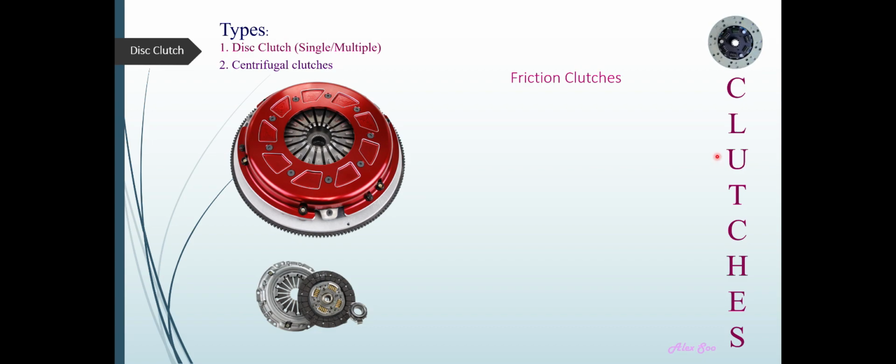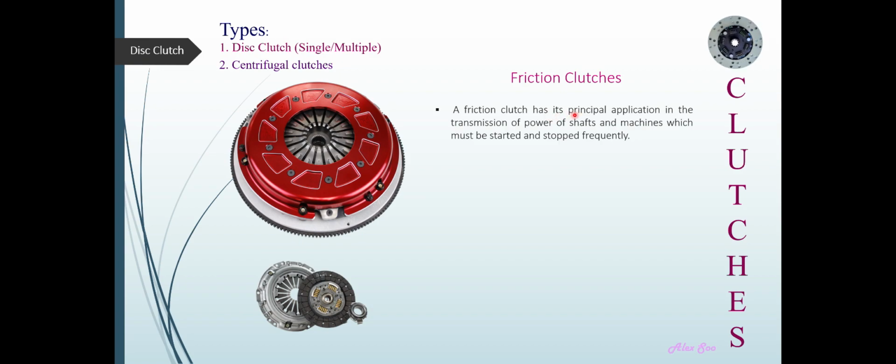So friction clutches. A friction clutch has its principal application in the transmission of power of shaft. So it is used in power transmission and machines which must be started and stopped frequently. Just like, for example, a car in front of a traffic light.